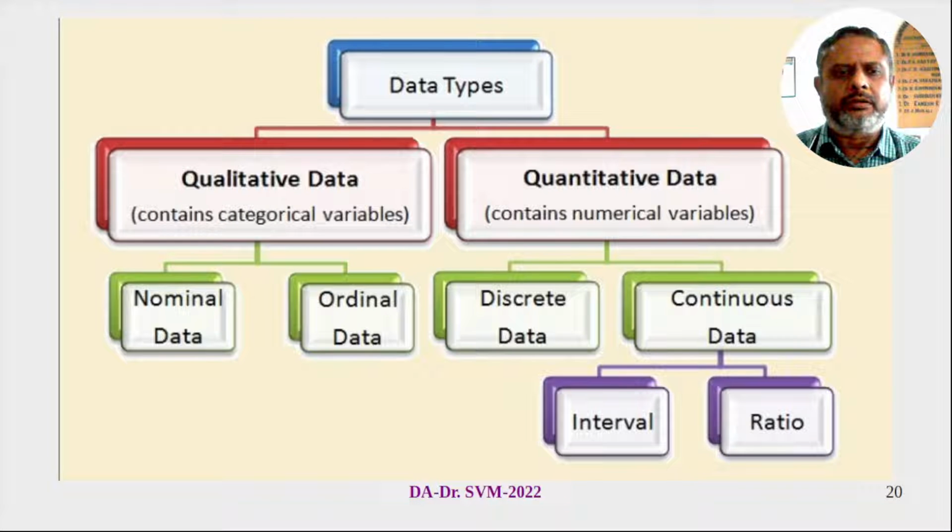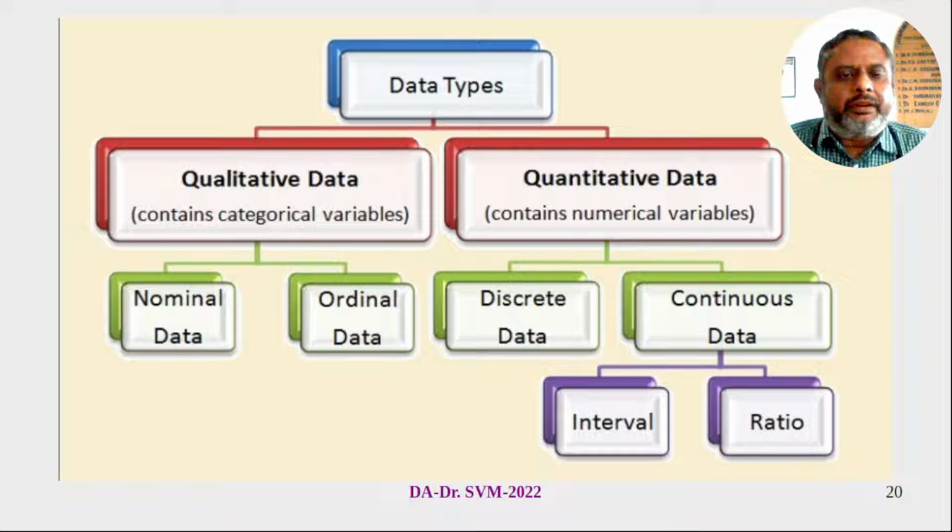Now let's continue looking at the data types. The data available can be classified broadly into two types: qualitative data that contains categorical variables, and on the other side, quantitative data that contains numerical variables.